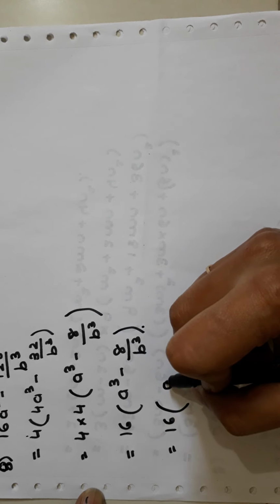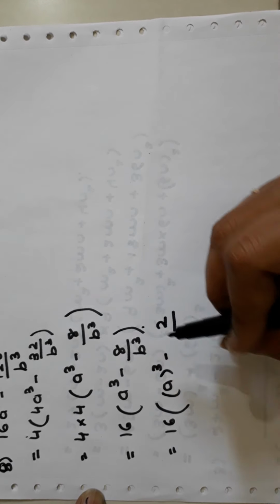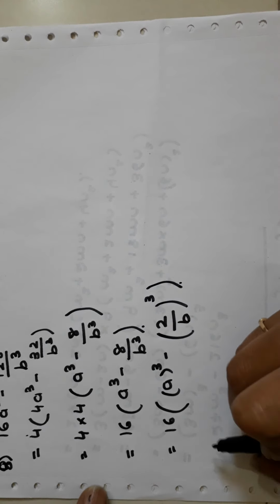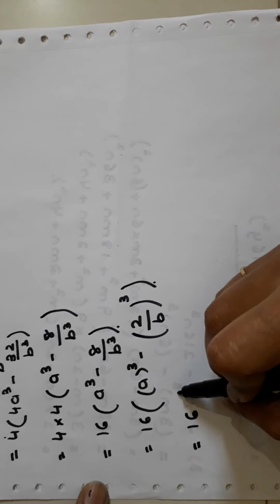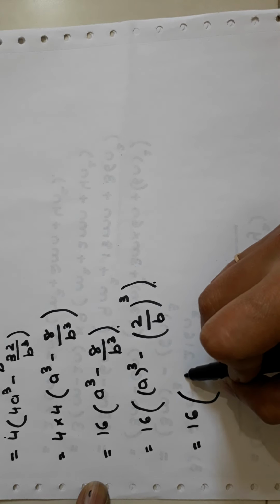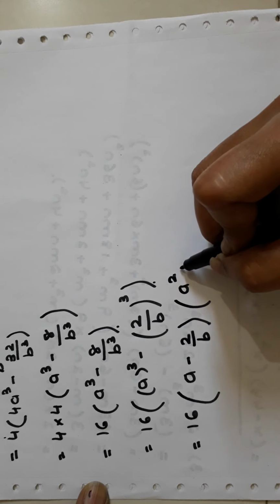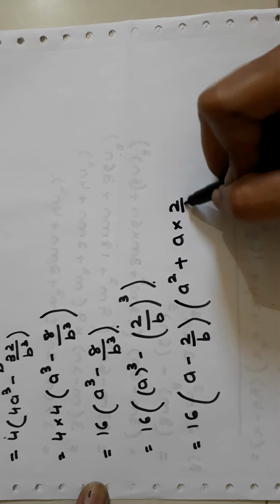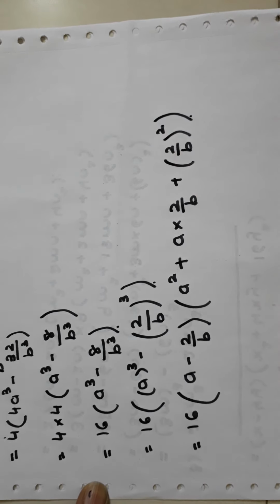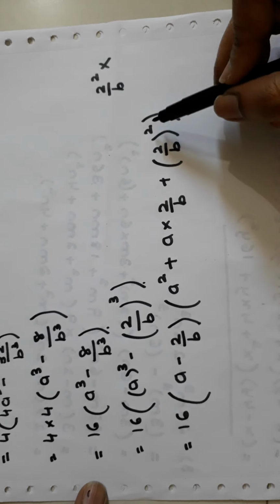a cube is a cube of a. 8 is a cube of 2. b cube is a cube of b. So now using the expansion formula, replace a by a and b by 2 by b. (a minus 2 by b), a square plus a into 2 by b plus (2 by b) the whole square. Bracket complete. You will not write it as 2 by b square. This is wrong. You will write it as (2 by b) the whole square.